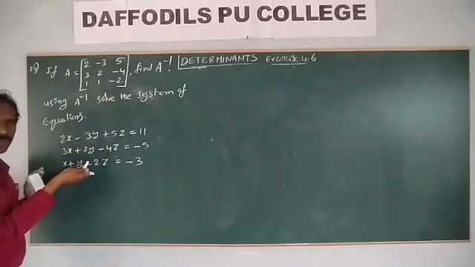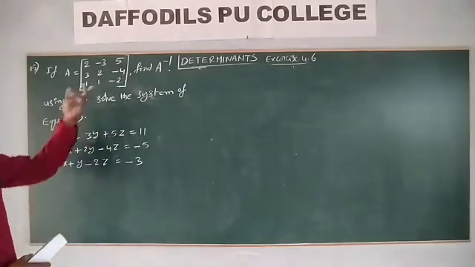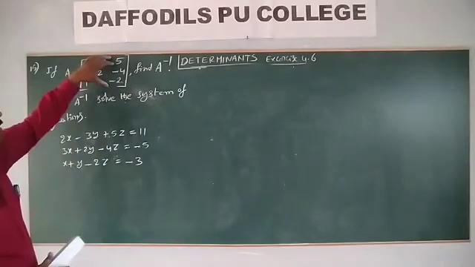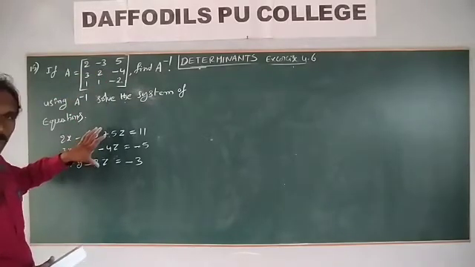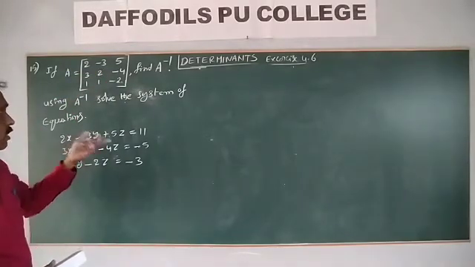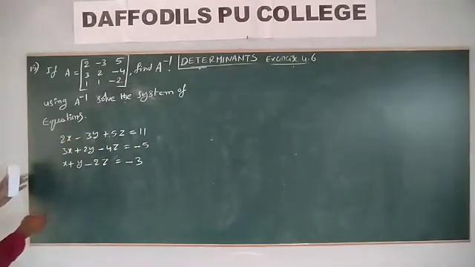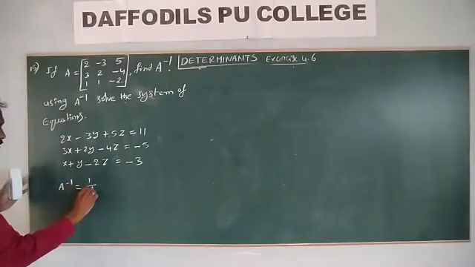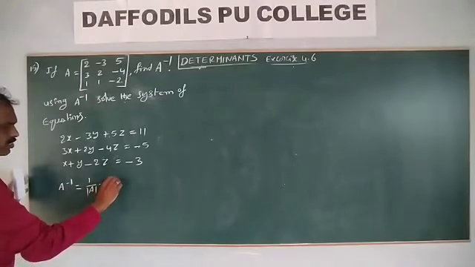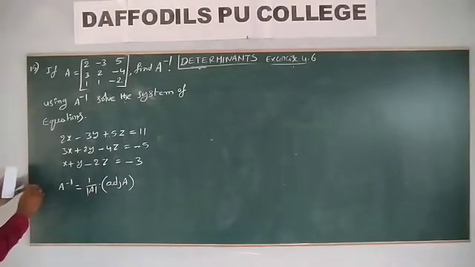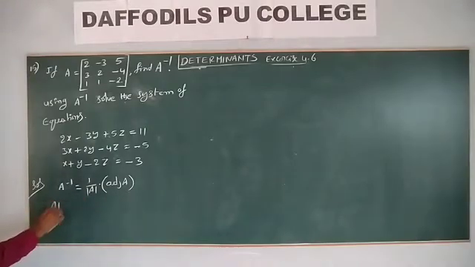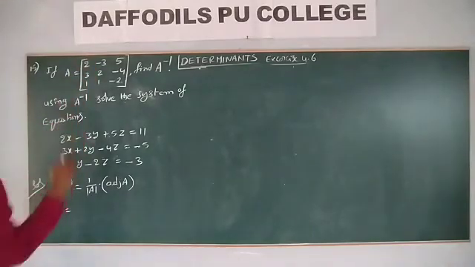So, this is the coefficient matrix. First of all, they ask to find A inverse of this matrix. For this problem also, it is compulsory to find A inverse. Right. What is the A inverse formula? A inverse is equal to 1 by det A into adjoint A. This is the A inverse formula. So before that, find det A, the determinant of A.